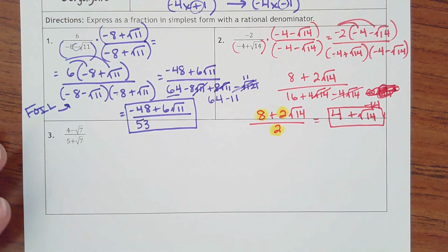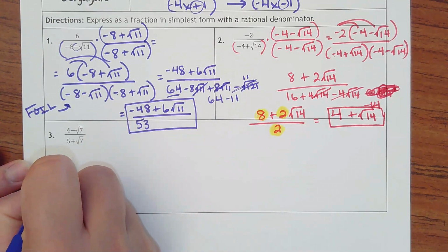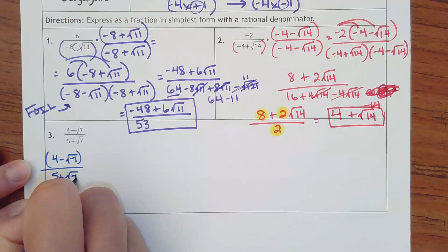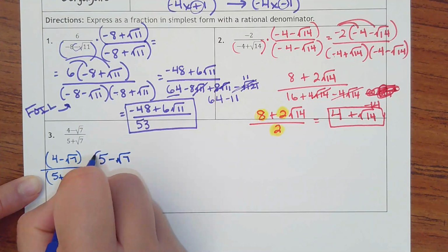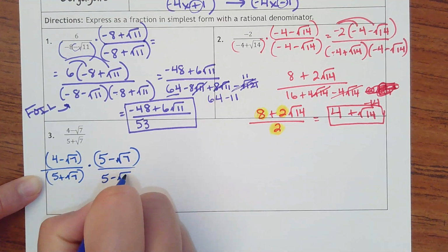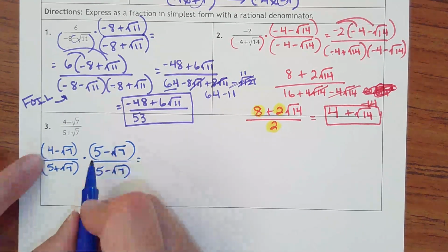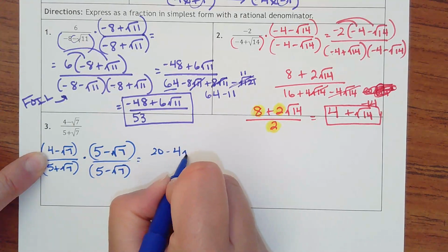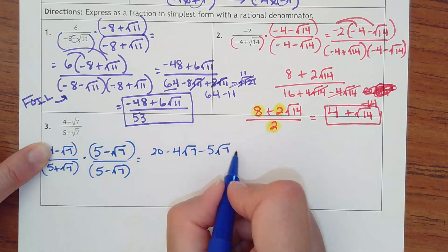All right, one more. I'll switch colors again. I'll write it down here. Okay, we need to multiply by 5 minus square root of 7, top and bottom. You're going to have to FOIL both top and bottom. So it just takes a little bit longer, but it's not bad. First would be 20. And then minus 4 square roots of 7. Minus 5 square roots of 7. Negative times negative would be positive.